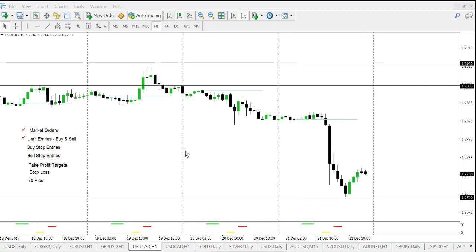So, that is limit entries and buy stop entries and sell stop entries.